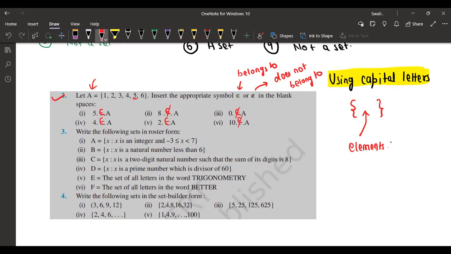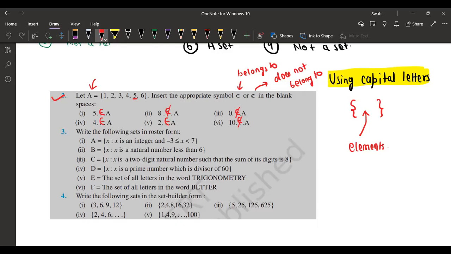I hope this is also very clear: how do we denote sets, how do we represent sets, how do we write down the elements of the set, of course inside the curly braces, and how do we write down whether the element is in the set or not in the set.